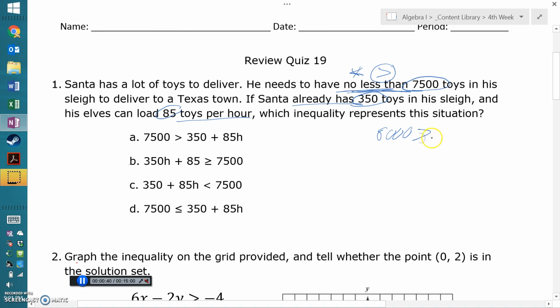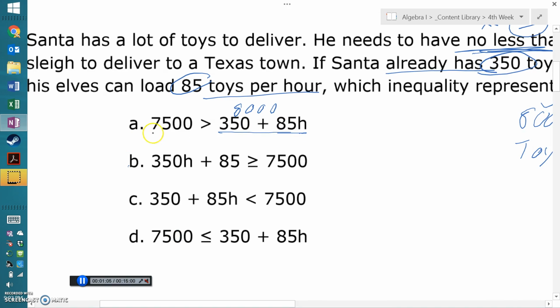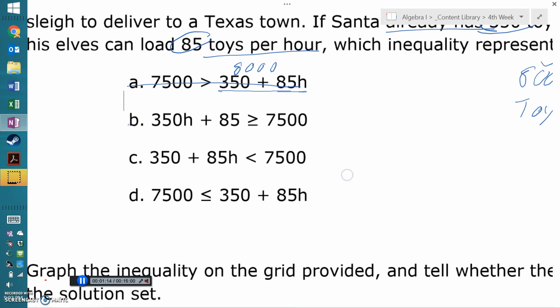8,000 is a number that's greater than 7,500. So that's a possible number of toys that you could have here. So for instance, if this is the number of toys, like the 350 plus however many per hour, and if that amount were 8,000, then this inequality would make no sense. 7,500 is greater than 8,000. That's not true. That inequality is wrong because of that. Moving on to B, well, that's supposed to be 85 per hour, so that's out.